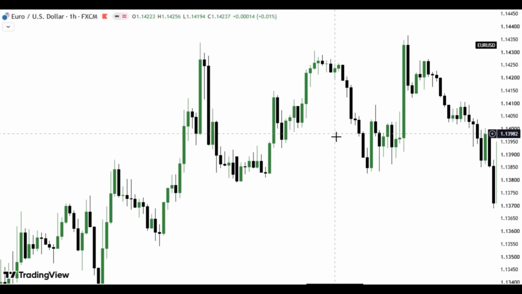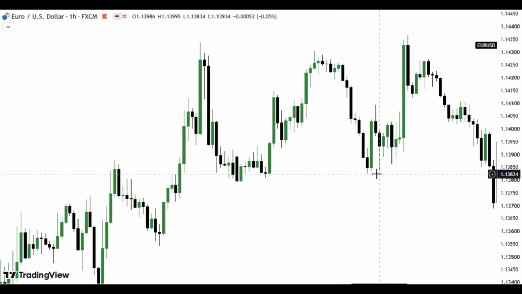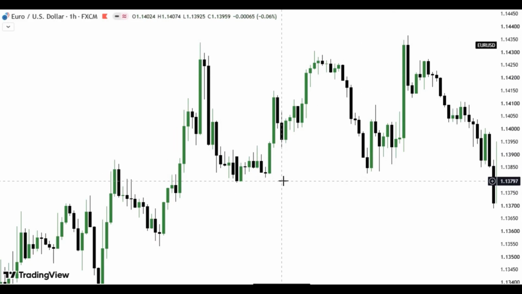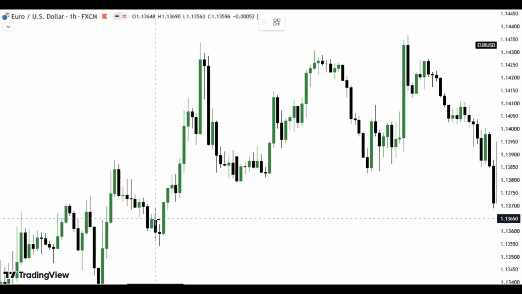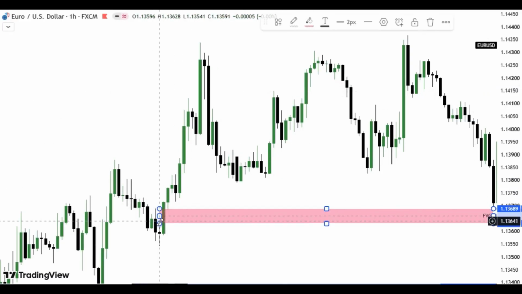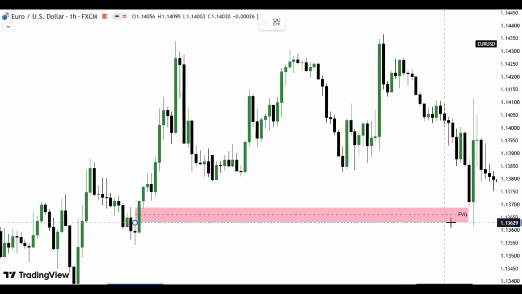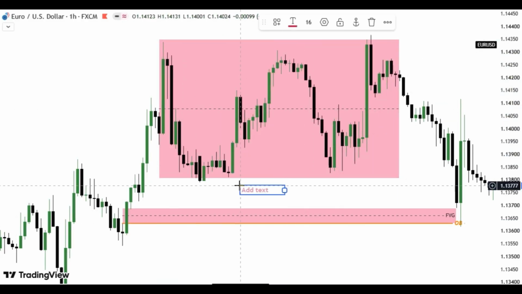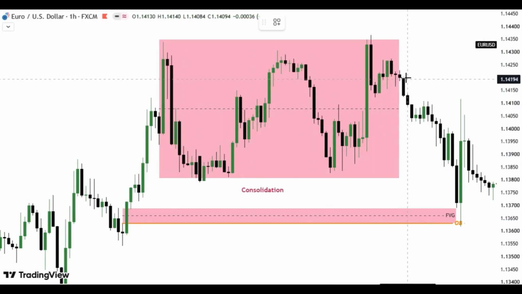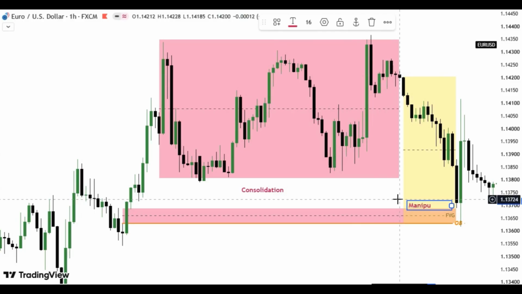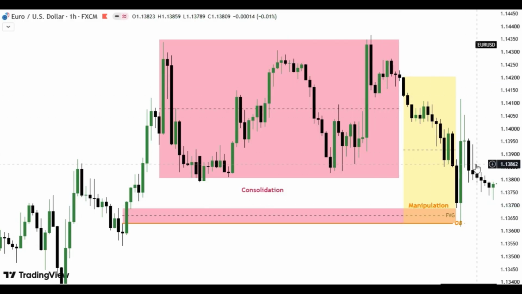My next trade was on the euro, and the concept was pretty similar to the pound trade. Here, the euro swept the liquidity below these lows, and on the 1-hour time frame it reached this order block and FVG. On top of that, this setup is similar to the AMD cycle: accumulation, manipulation, distribution, where consolidation happened here, then manipulation, and from here I'm expecting distribution.